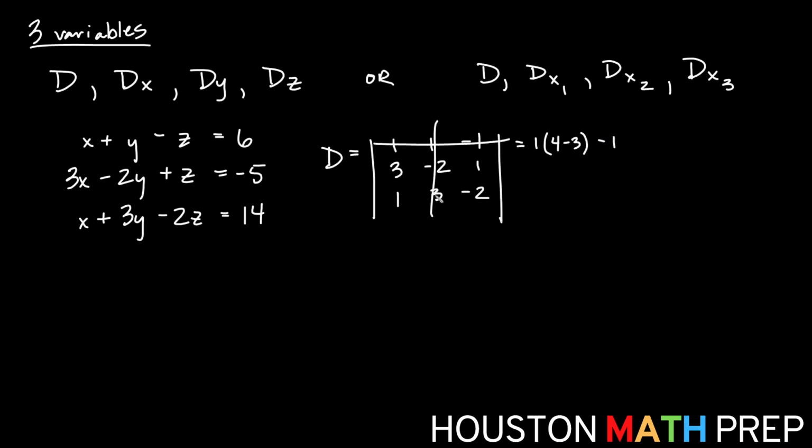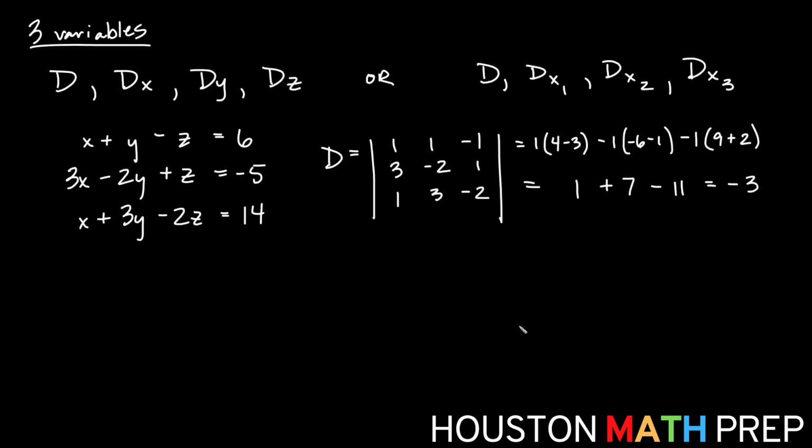So this would be 1 times -6 minus 1. Minus 1, it's in a positive spot, but it's already a -1. So here we'll have 9, that would be plus 2. And so then we end up with 1. -1 times -7 would be plus 7, and then we'd get minus 11 here. And so that's going to be -3 for D, okay?